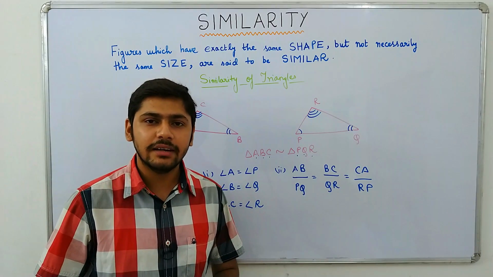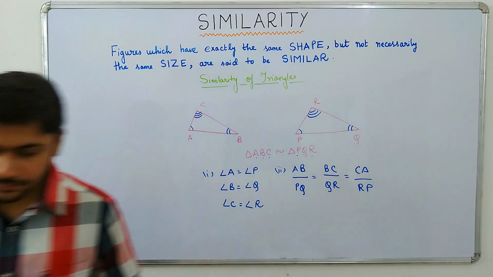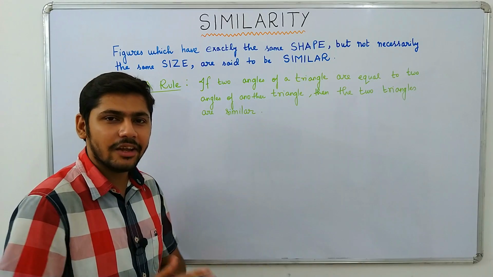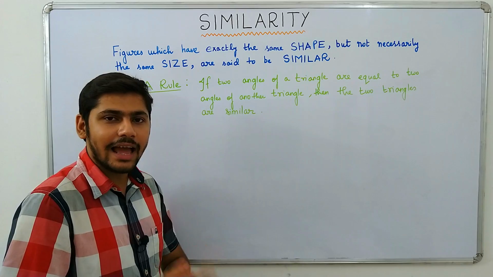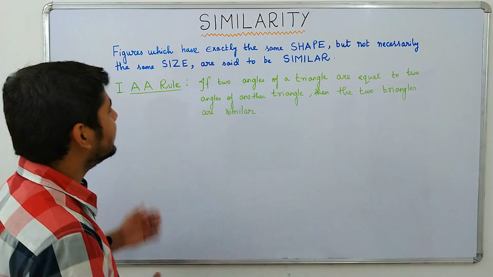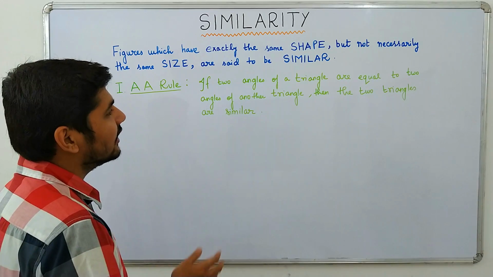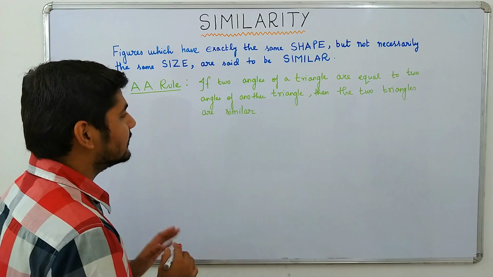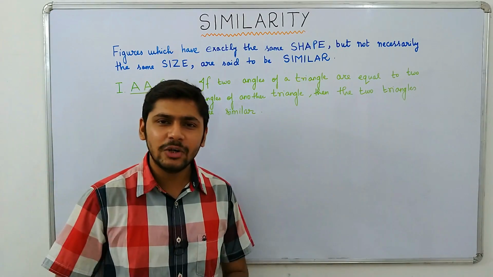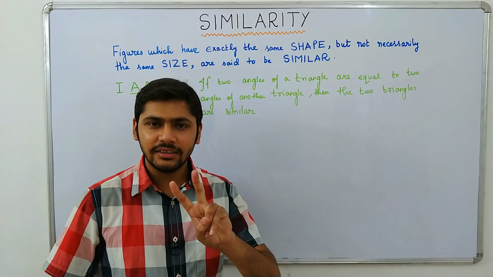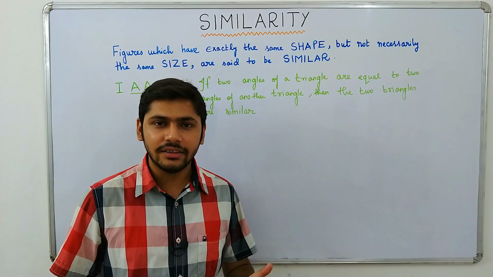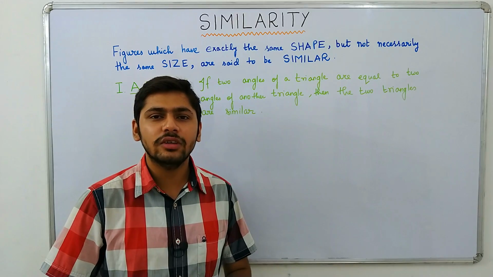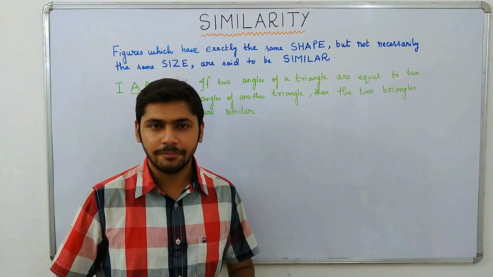Okay, so now let's begin with the axioms. Beginning with the first axiom, we have the AA rule or angle rule. It states that if 2 angles of a triangle are equal to 2 angles of another triangle, then the 2 triangles are similar. I hope it's easy to understand. If we have 2 triangles, and for each of the triangles, if 2 angles are the same, then we can say that both the triangles are similar to each other.